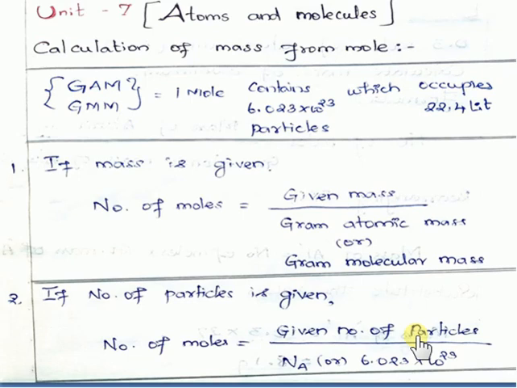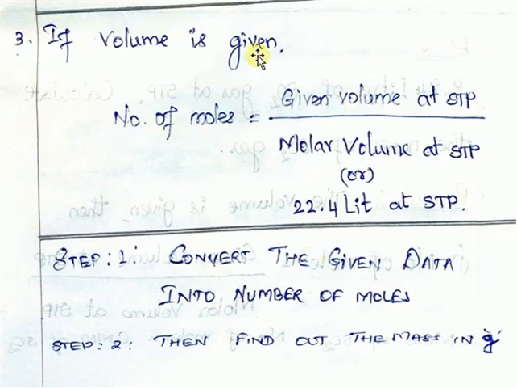Next, if volume is given, what will happen? If volume is given, the number of moles is equal to the given volume at STP divided by the molar volume at STP. The molar volume at STP is 22.4 liters. So this is the idea. We have to calculate the number of moles.